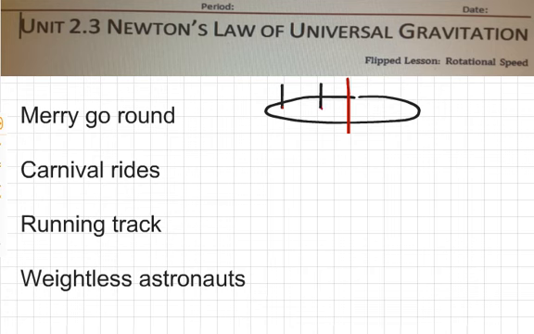A lot of carnival rides involve circular motion, so why don't the riders fall out of those rotating carnival rides that spin around with those riders along the edge?